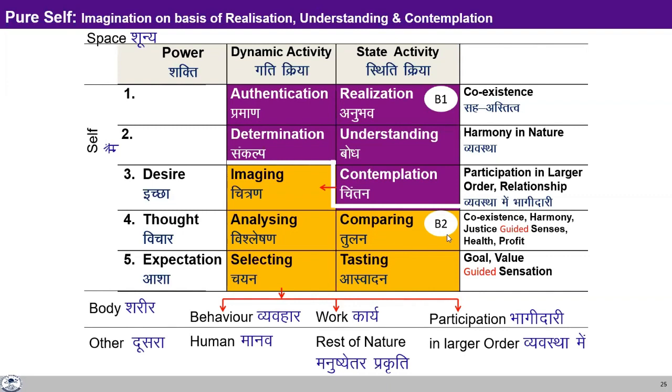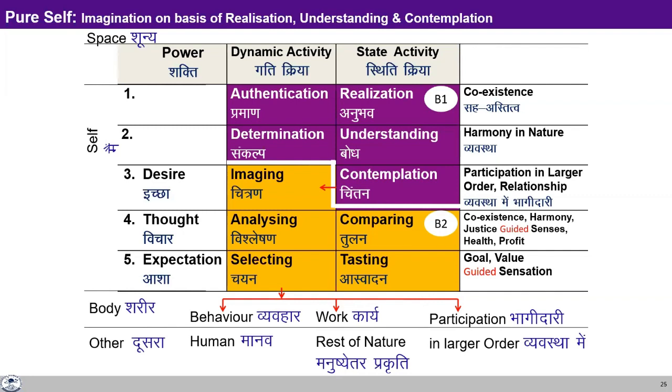Many times we do say that to have good relationship, we have to have mutual understanding. So to have mutual understanding, understanding of oneself is also required. So this way we try to work on the imaging part. So this is the level at which the self is active in a human being. So at least these five activities are there.